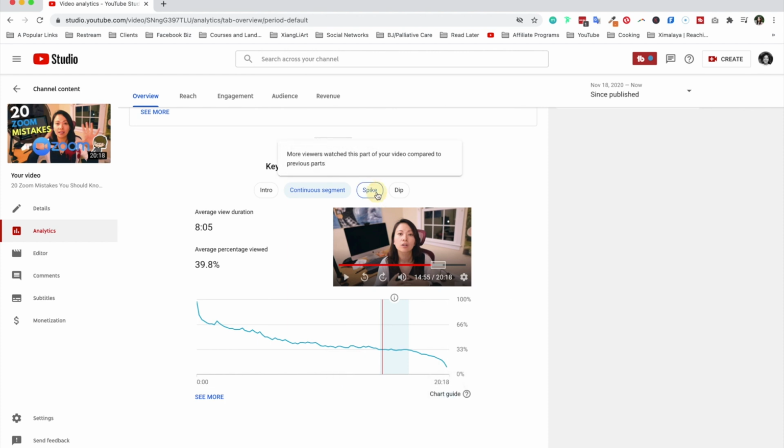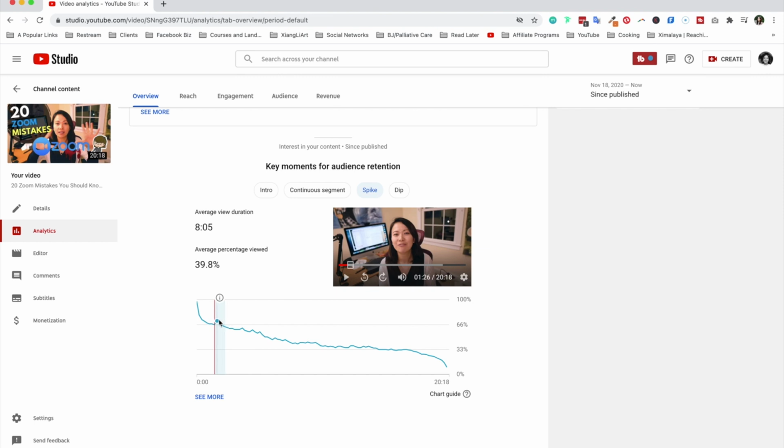Now let's move on to what's called spike. Once I click on spike, you see that this is where the spike appears, and the definition of a spike is more viewers watch this part of your video compared to the previous parts. Now, this part of the video actually comes right around 1 minute and 26 seconds. Obviously, this is after the intro, so that's interesting. In this segment, I basically am wrapping up the intro and say, hey, let's get started.